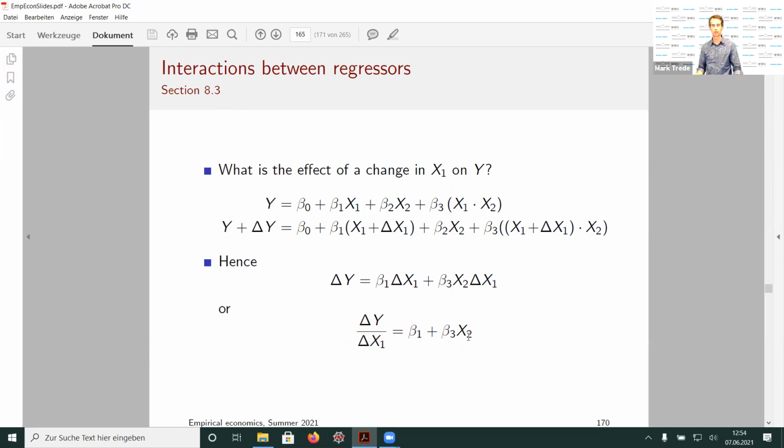Of course, we could do exactly the same thing with delta x2. Then we would get an expression for the marginal effect of x2 on y. And we would see that then on the right-hand side, we would get x1 as an influence on the marginal effect. So the marginal effect of x1 depends on x2, but also the marginal effect of x2 depends on x1.